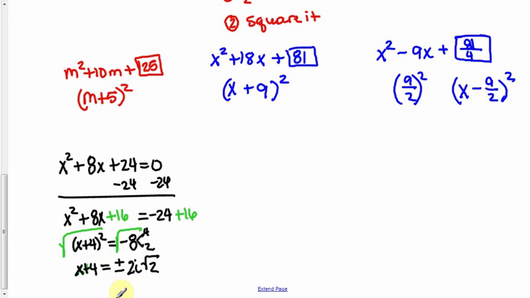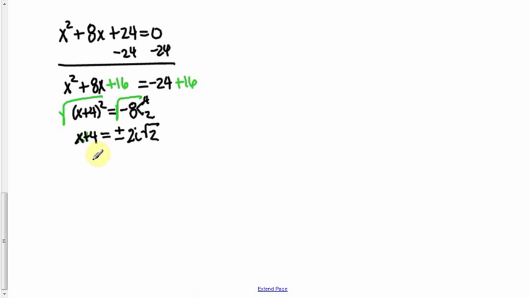You would subtract 4 from both sides of the equation. And you get x equals -4 plus or minus 2i root 2. So it's -4 plus 2i times the square root of 2 and -4 minus 2i times the square root of 2. Any questions?